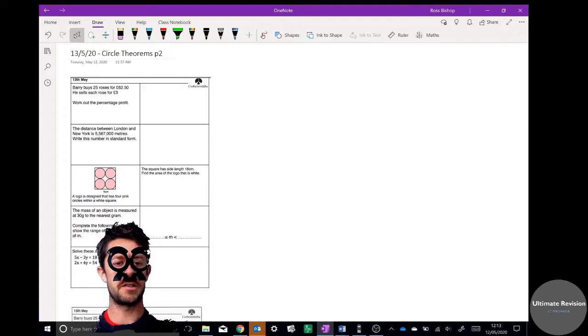Yesterday, really good stuff on circle theorems. I think most of you are getting a good grip on that. We're going to carry on with this with the final four today. So that's something to just be aware of.